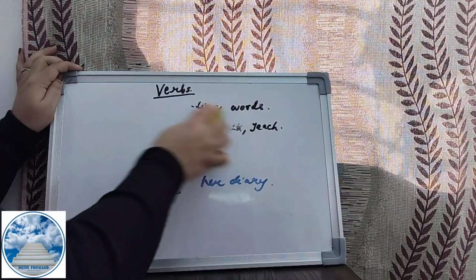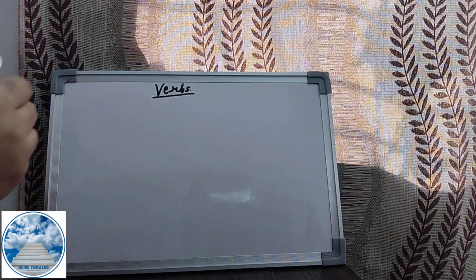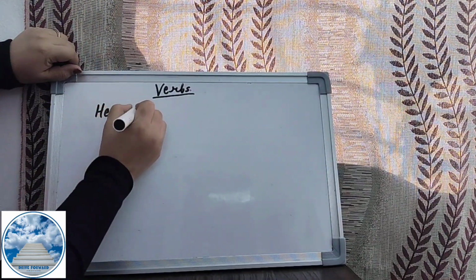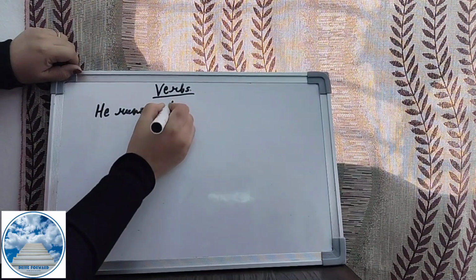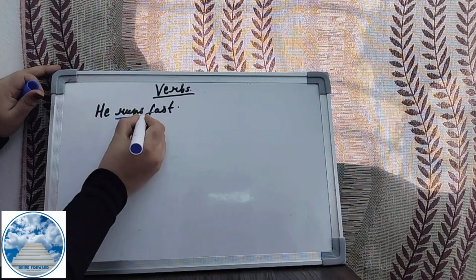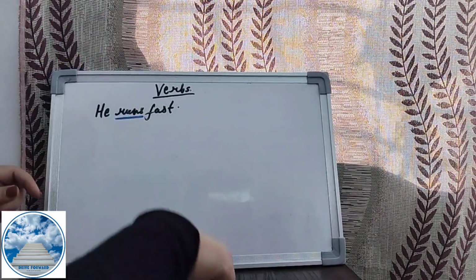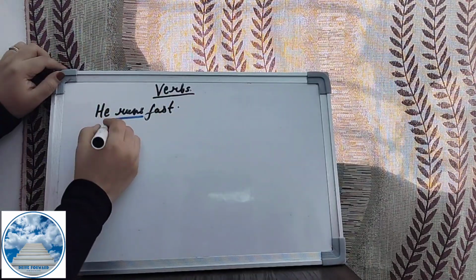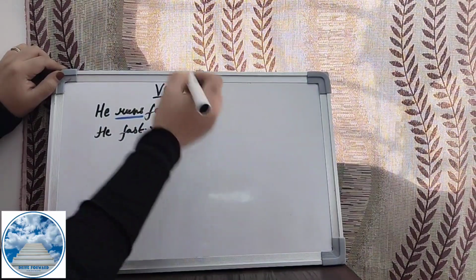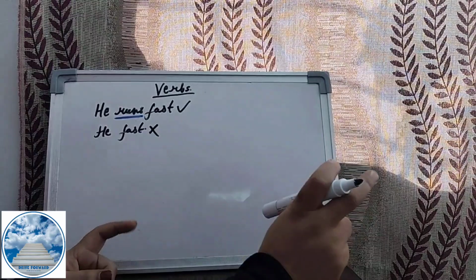Without a verb, you cannot frame a sentence. Right? For example, I'm writing two sentences here. The first one is, he runs fast. So what is the verb here? The verb is runs. Without a verb, you cannot make a sentence. If I just write, he fast, will it make sense? It will not make sense. So it's very important and essential that a sentence has a verb.